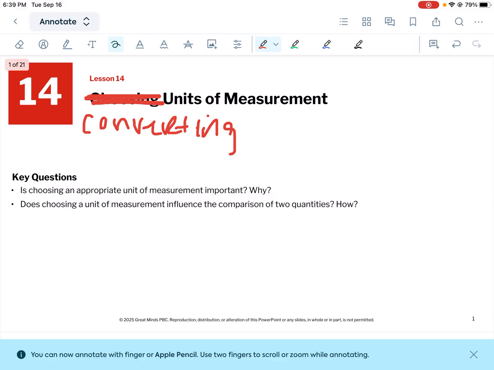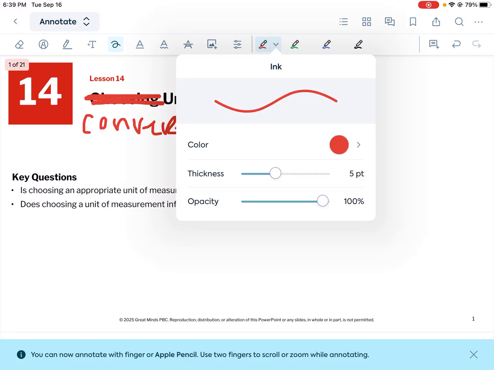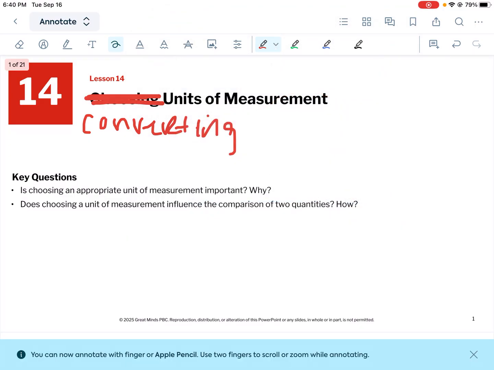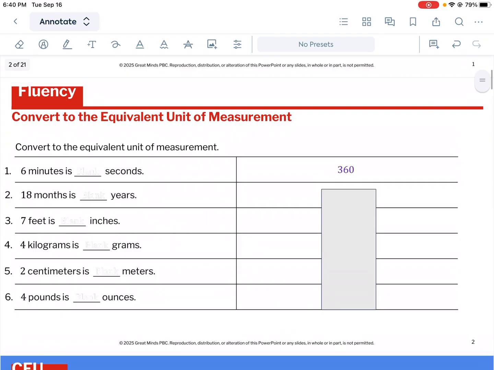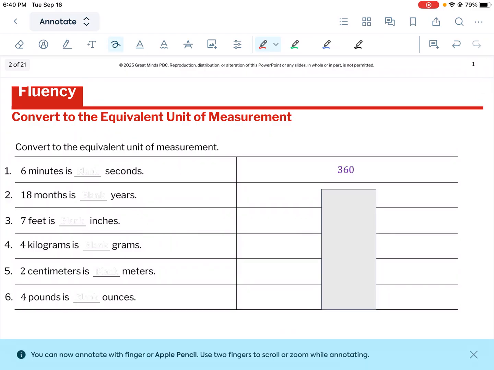Our objective, obviously, is converting. I hope that you are pretty good with converting according to how class went today. If you need some extra assistance or maybe just a little refresher on how to convert, I will briefly run back through the warm-up for today. This was your warm-up. We're just converting to an equivalent unit of measurement.